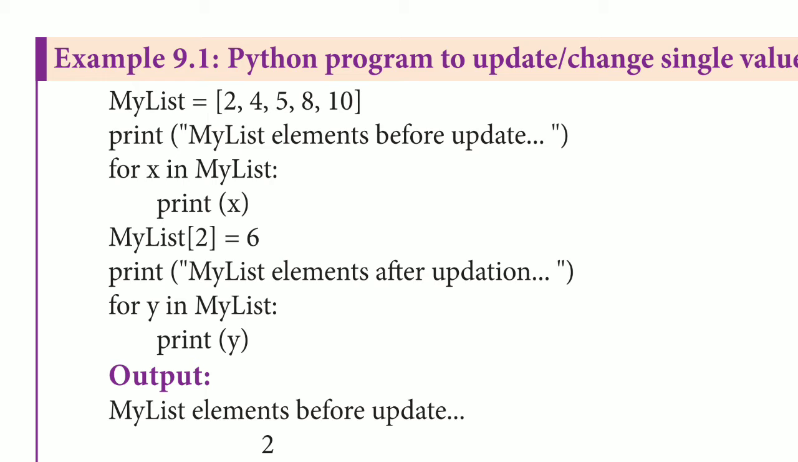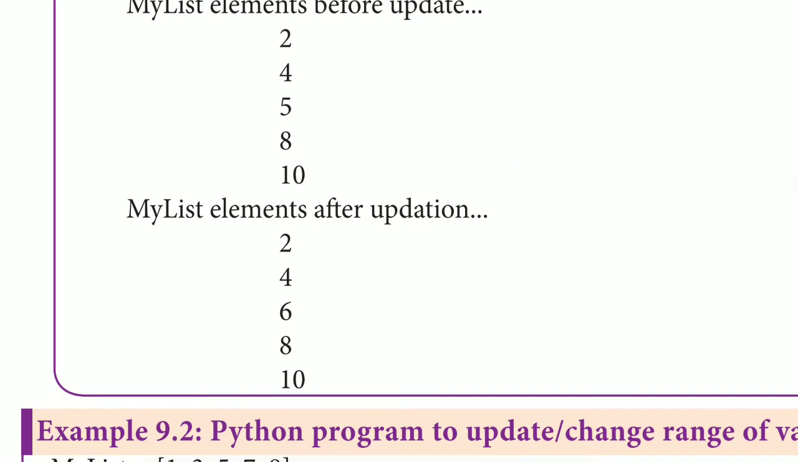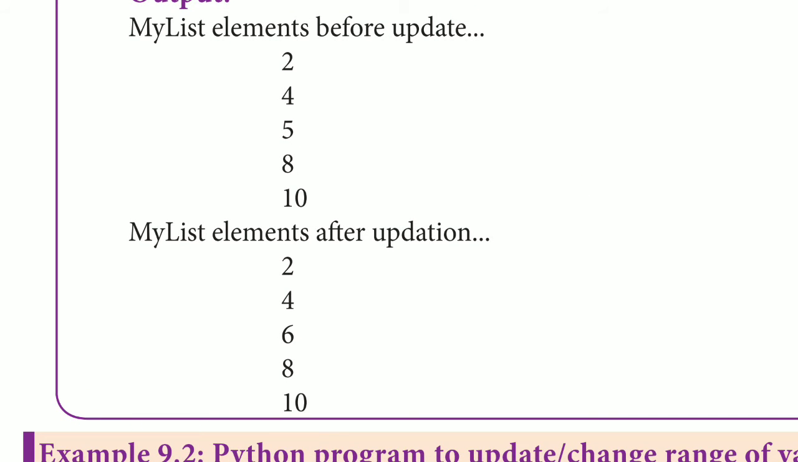In my list[2], my list is the variable and 2 is the index. 0 is 2, 1 is 4 and 2 is 5. Instead of 5 they are changing it to 6. In the next statement they are printing the updated list. Here you can see the difference in the third element. 0 is 2, 1 is 4, and 2 is 5 before editing, but after updating you can see that my list[2] is 6. So 2, 4, 6. Only one element is changed here.